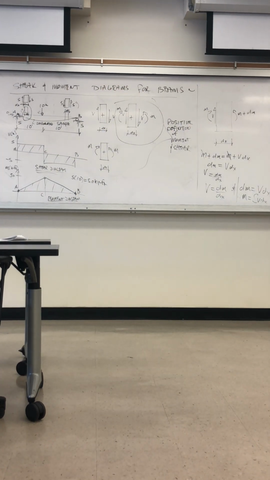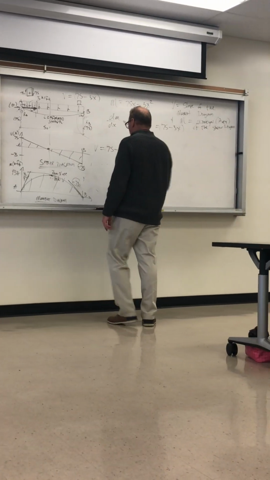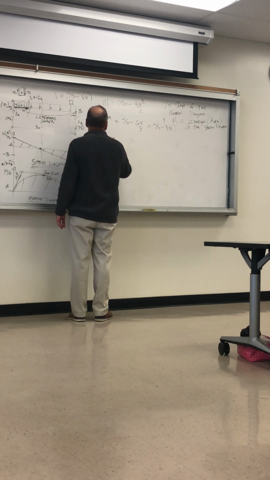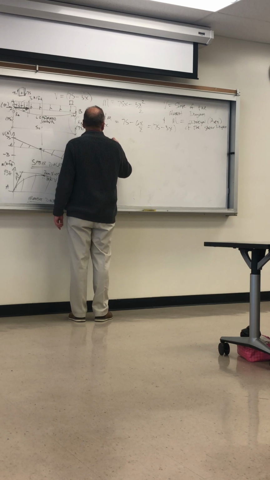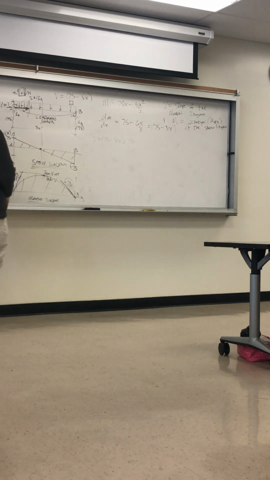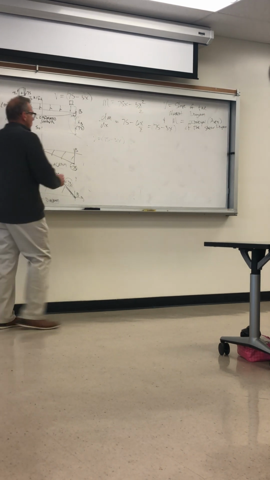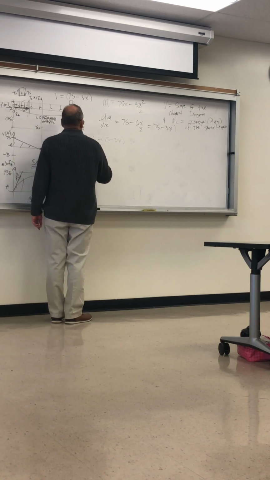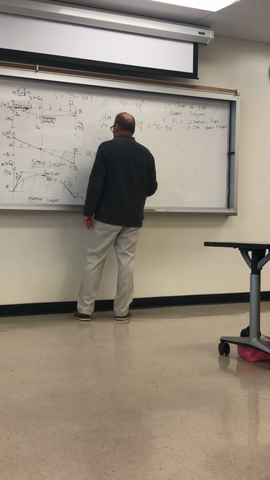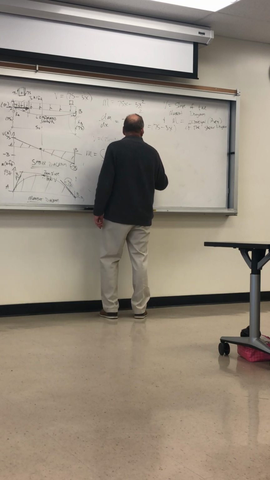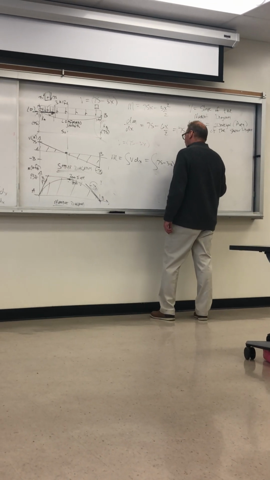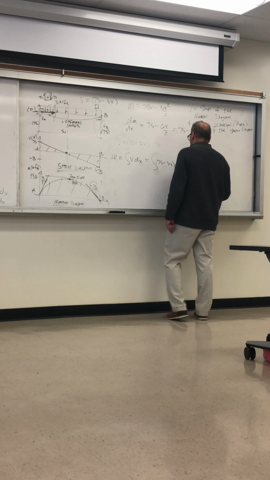Let's see. So we have, we said that right here, the shear force, and this is with x starting at the left, is 75 minus 3x. We also said that the moment is equal to the integral of V dx. So this should be equal to the integral of 75 minus 3x dx, which is 75x minus 3x squared over 2.